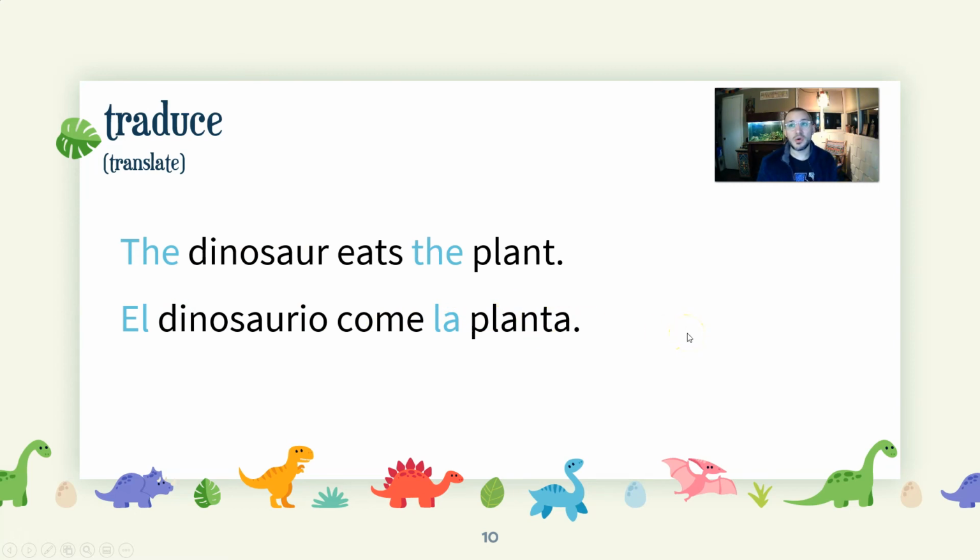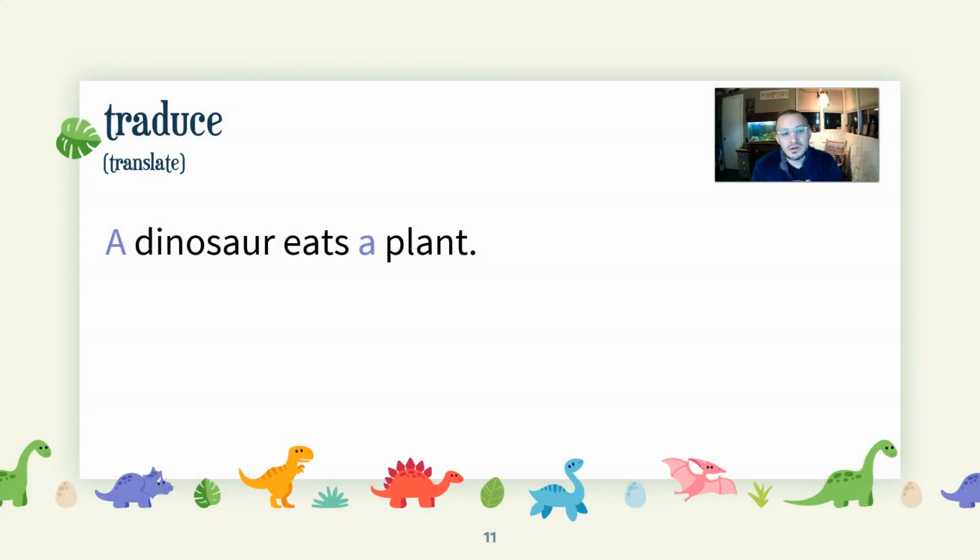Now, if you feel confused right now, you're overthinking it. What happens here is exactly what would happen in English. It's not a matter of right or wrong so much as it's a matter of what it is that you're trying to say. Okay, so in this case, we wanted to get across the dinosaur eats the plant. El dinosaurio come la planta. Versus saying a dinosaur eats a plant, right?